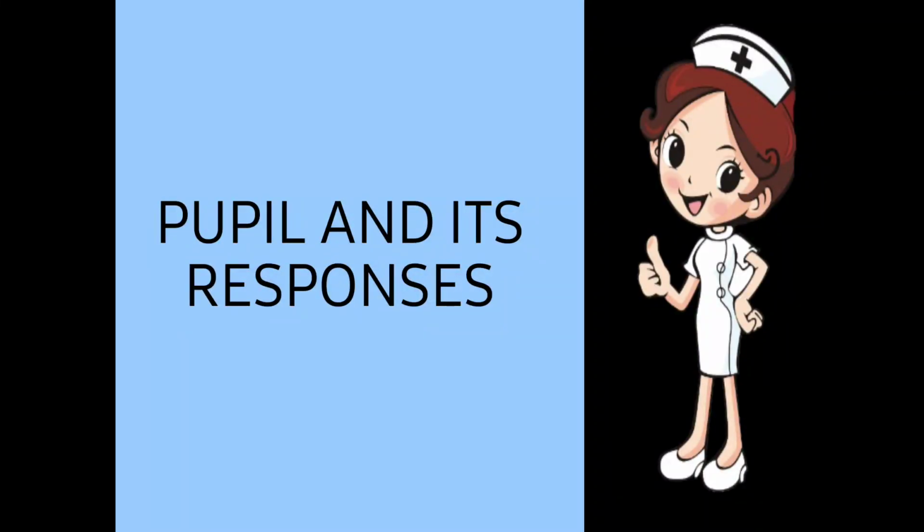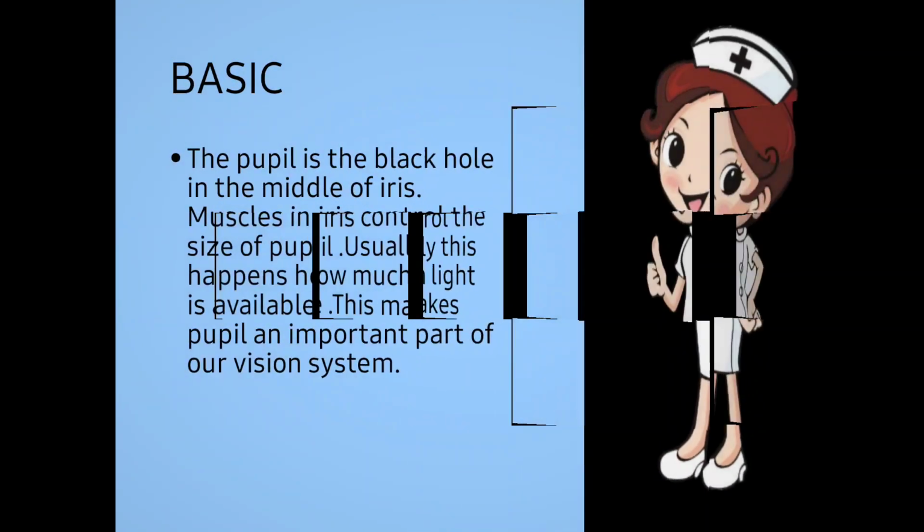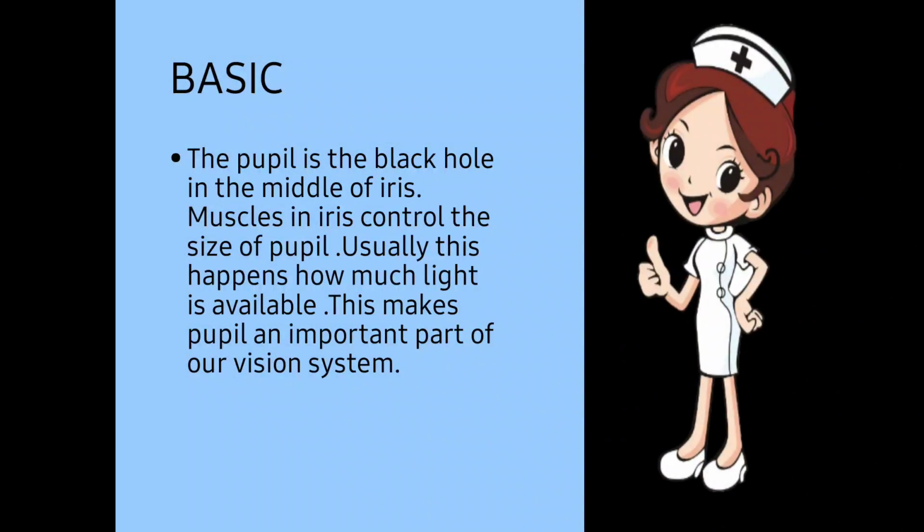Hi everyone. Today I am giving you information on the topic pupil and its responses. So let's move to the basics. The pupil is the black hole in the middle of the iris. Muscles in the iris control the size of the pupil. Usually this happens according to how much light is available.